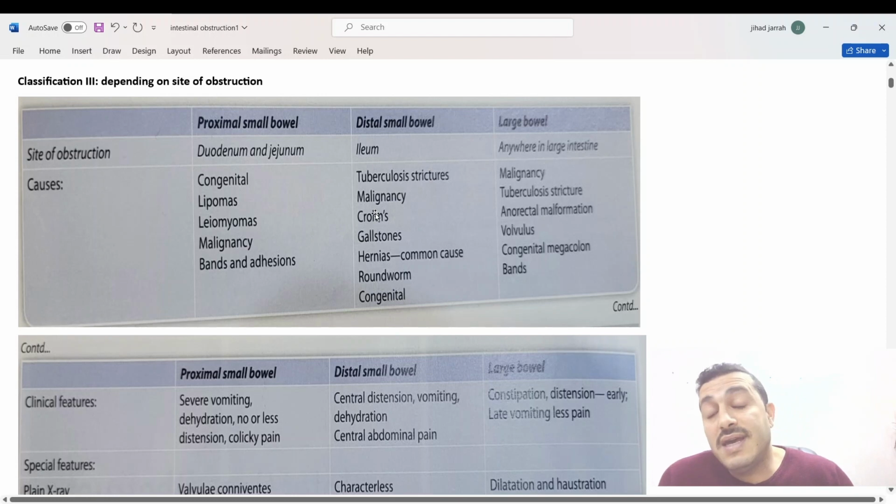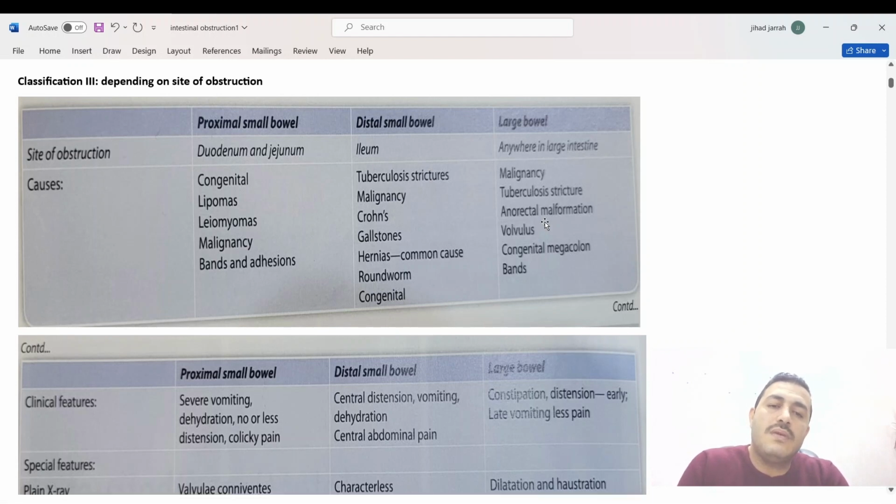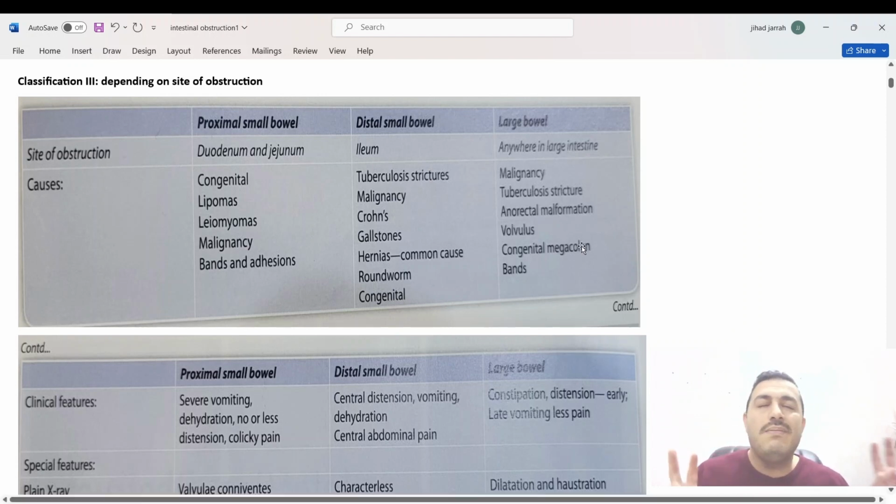We know that Crohn disease is most common in the ileum. Gallstone is more likely to be impacted in the ileocecal valve and the terminal ileum. Hernias, roundworms, congenital causes. Large bowel, it's anywhere in the large bowel, and here we have to think seriously about malignancy at the top of our differential. Tuberculosis, strictures, anorectal malformations, especially in the pediatric age group, volvulus, congenital megacolon. When they say congenital megacolon, they mean Hirschsprung disease, and bands.